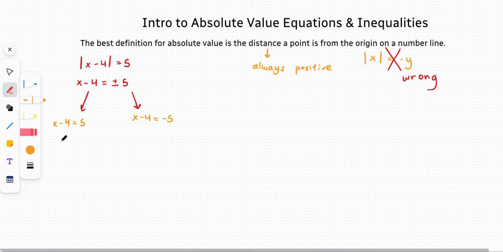Right here, we're going to isolate our variable, so we're going to add 4 to both sides, so x is going to equal 9. And over here, we're also going to add 4 to both sides, so x is going to equal -1. And so x is going to be equal to -1 and 9, and these are the 2 values that satisfy the absolute value.